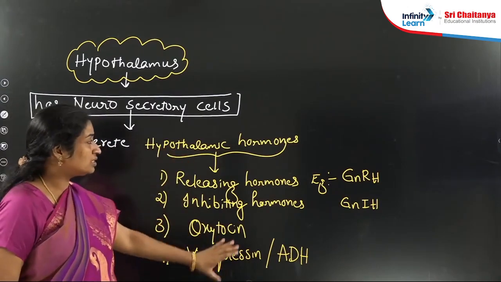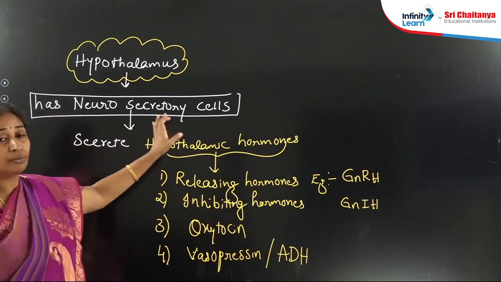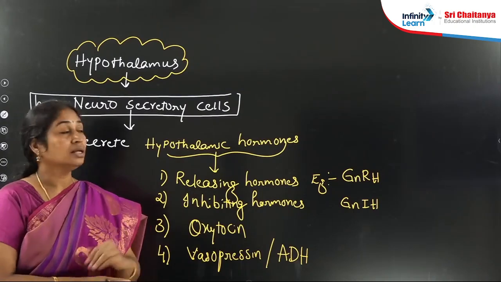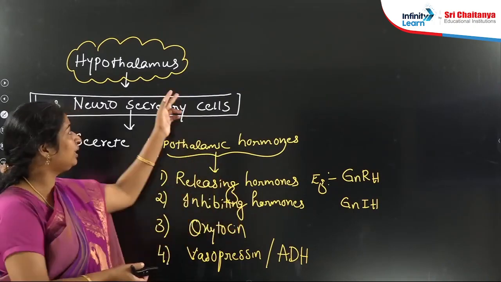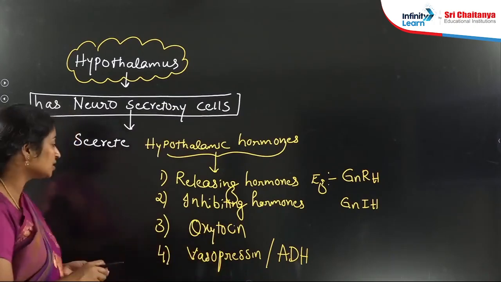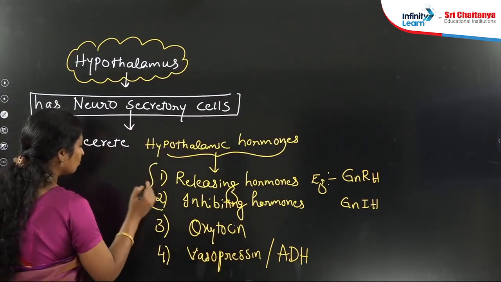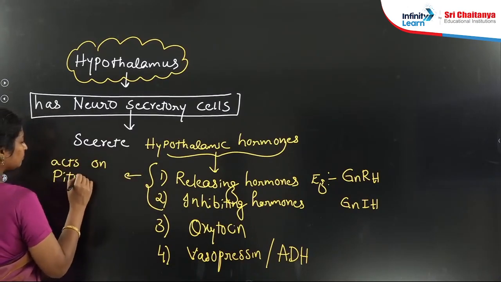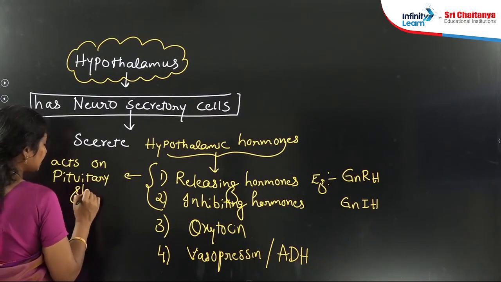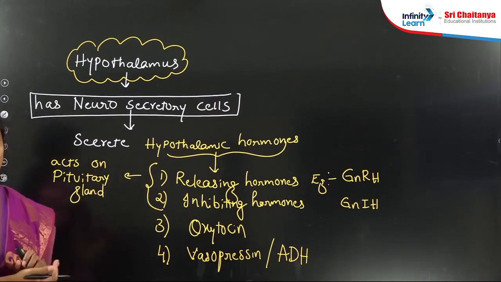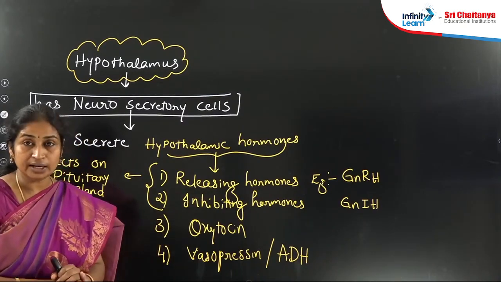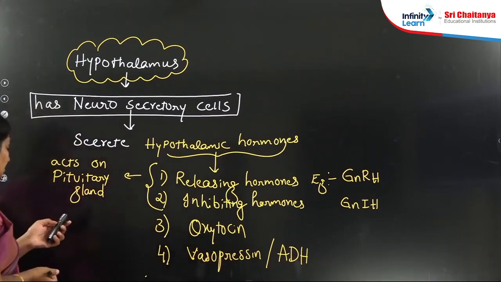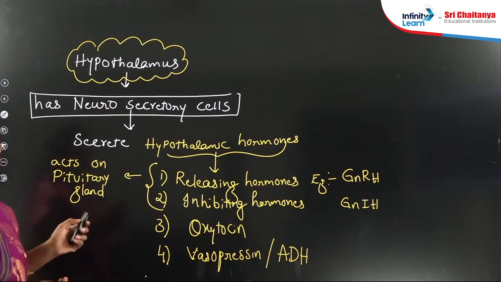So all these hormones are secreted from neurosecretory cells present in the hypothalamus. So the hypothalamus has a dual role. One is that it plays an important role in thermoregulation, the urge for eating and drinking, and meanwhile it also plays an important role in secretion of some hormones. The releasing and inhibiting hormones act on the pituitary gland, and the other two hormones are stored in the neurohypophysis or posterior pituitary gland. So this is about the hypothalamus, and the forebrain portion is done.